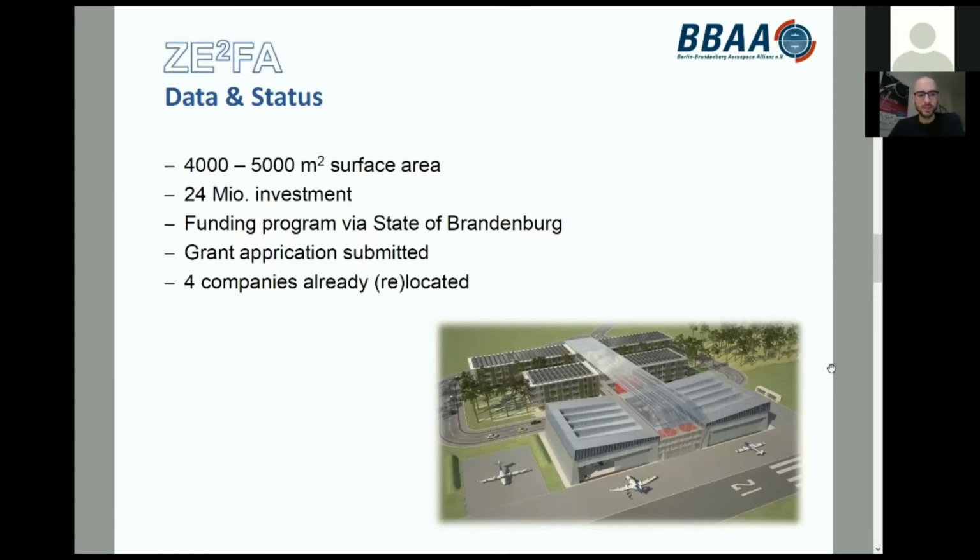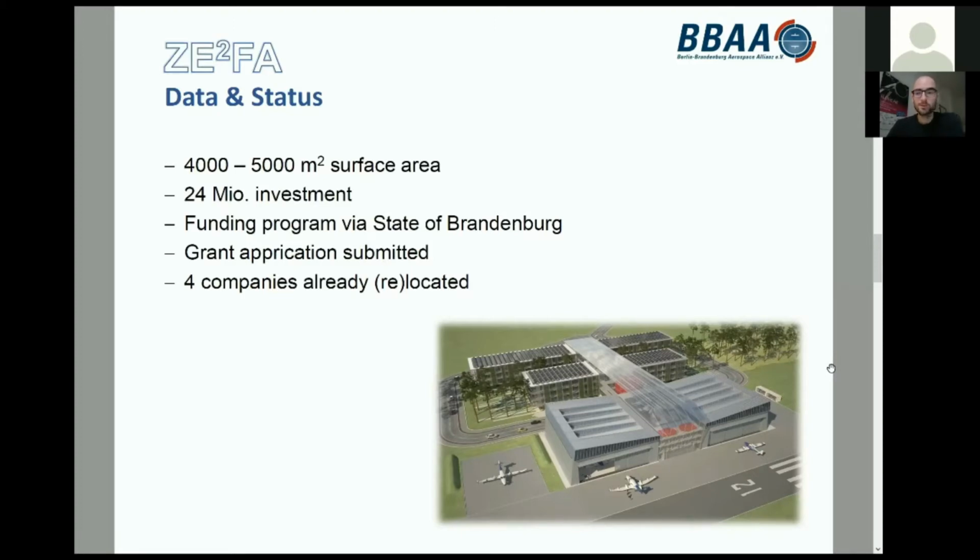A few data points: we are right now in the detailed design, with 4,500 square meters and roughly 25 million overall investment. We have a great funding program for infrastructure here in Brandenburg, where we see roughly 80, 90, now due to Corona, up to 95% funding. We are already in the grant application progress. We submitted it earlier this year and have several private investors we talk to very closely, where we hope to move forward early next year.